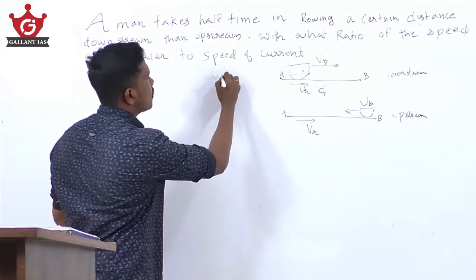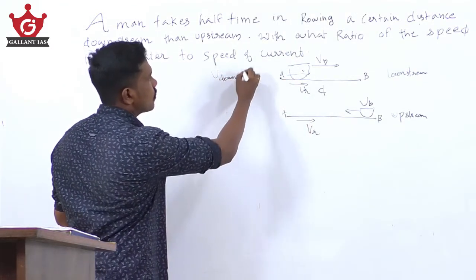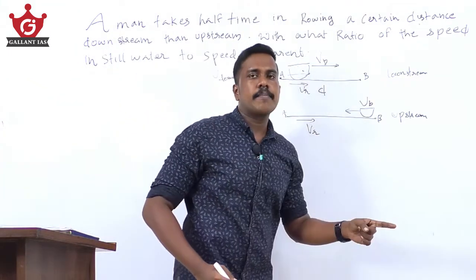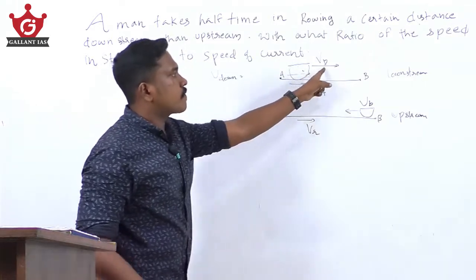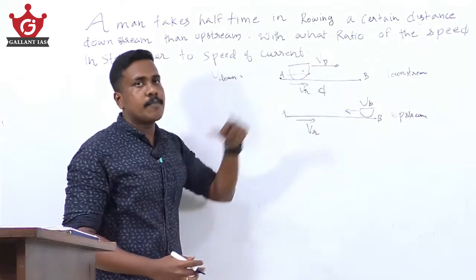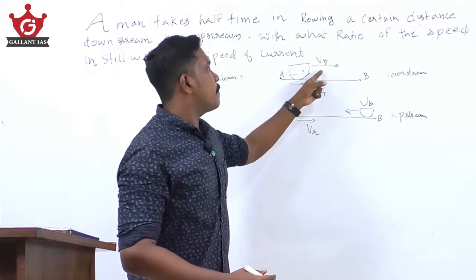So here the velocity of the downstream condition, let it be V down. Velocity of the downstream condition will be what? Both are moving in the same direction, right? So if you are checking the resultant velocity of the boat, the downstream velocity of the boat will be VB plus VR.